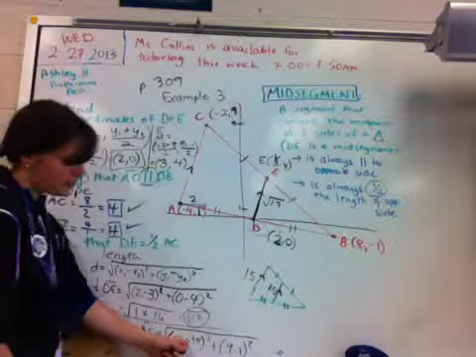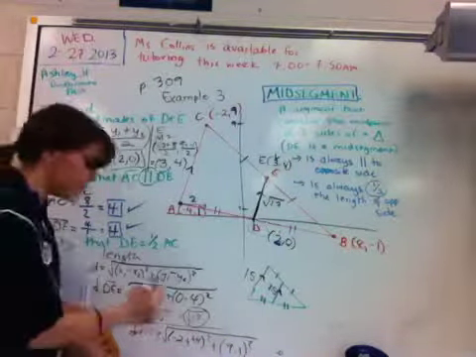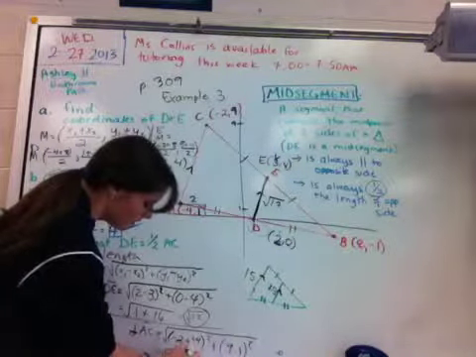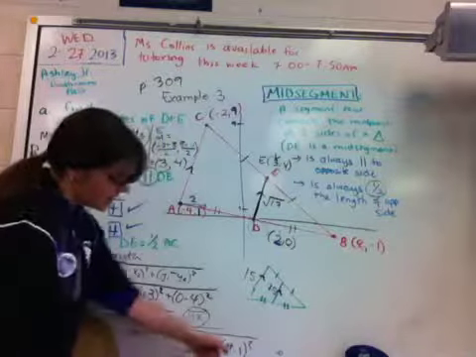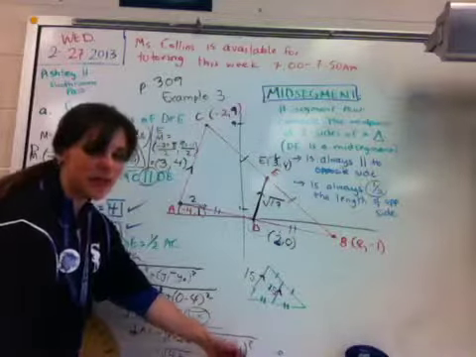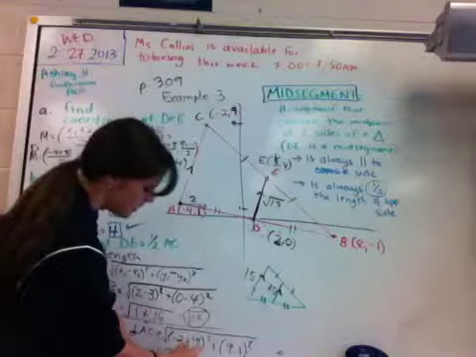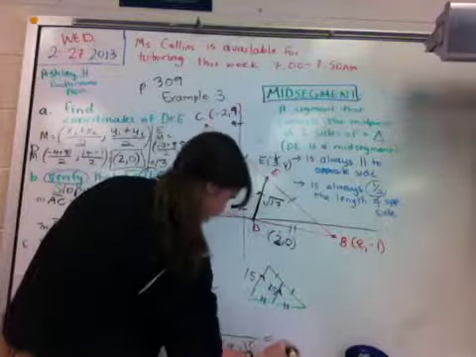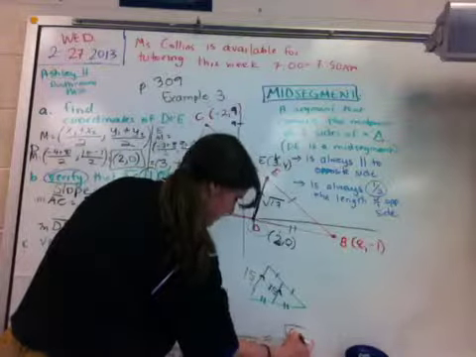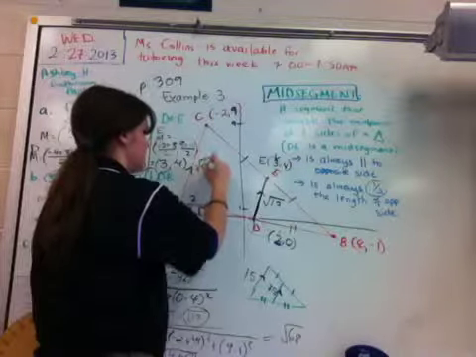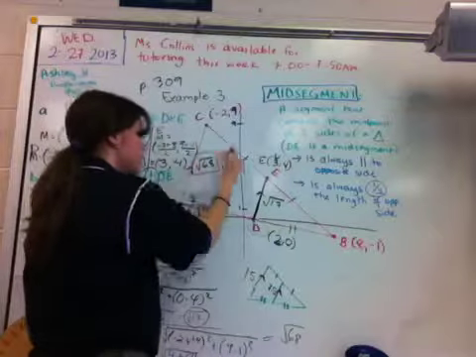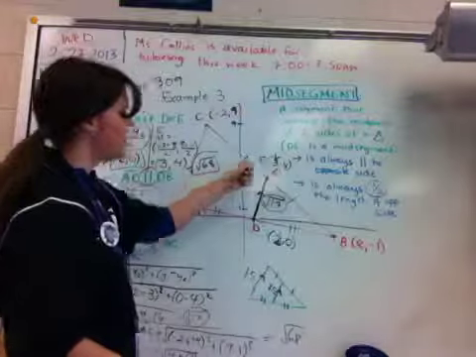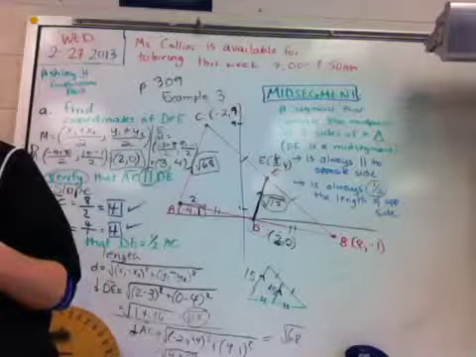Okay, here we go. Negative 2 plus 4 gives you a positive 2. Positive 2 squared is 4. 9 minus 1 is 8. 8 squared is 64. Okay, add those together underneath. This all simplifies to the square root of 68. Now, what are we checking on? We want to know that DE is half the measure of AC.